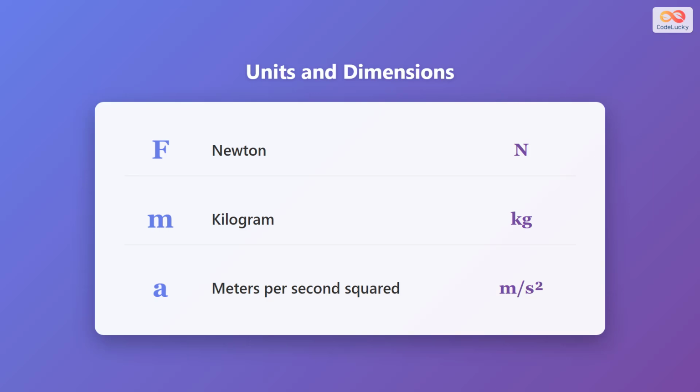When working with Newton's second law, it's crucial to use the correct units. Force is measured in newtons, abbreviated as N. Mass is measured in kilograms, abbreviated as kg. Acceleration is measured in meters per second squared, written as m/s². Using consistent units ensures accurate calculations and helps avoid common errors in problem solving.